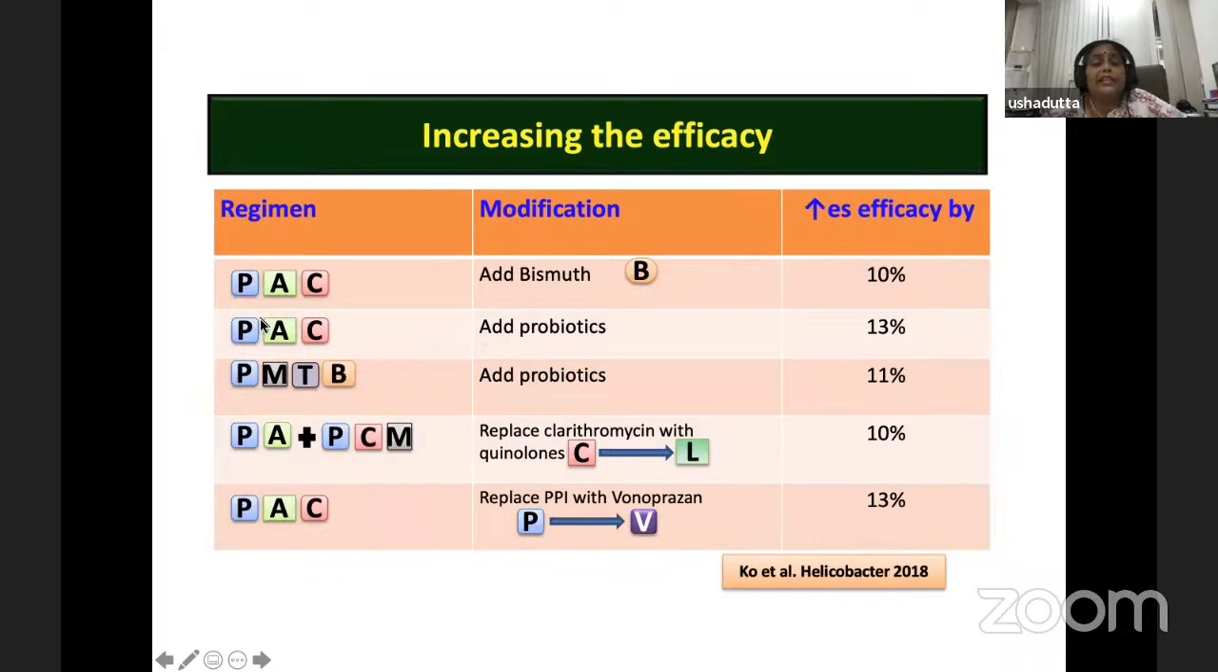So how do we increase efficacy of whichever regime you choose? You can add a bismuth to increase the efficacy by 10%, add a probiotic to increase the efficacy by 13%, or add a probiotic to a bismuth regime to again increase the efficacy by 11%. And wherever you have clarithromycin, it can be replaced by levofloxacin if you have resistance to clarithromycin. That will increase the efficacy by another 10%. And you can substitute the PPI with vonoprazan to improve the efficacy by another 13%.